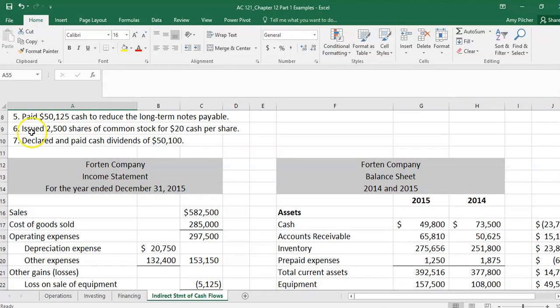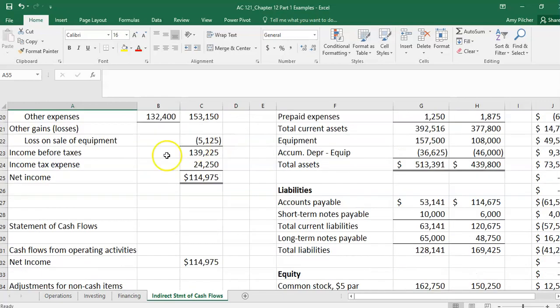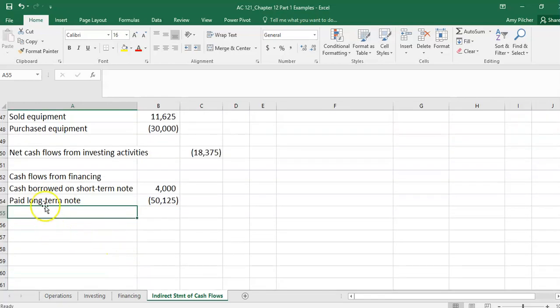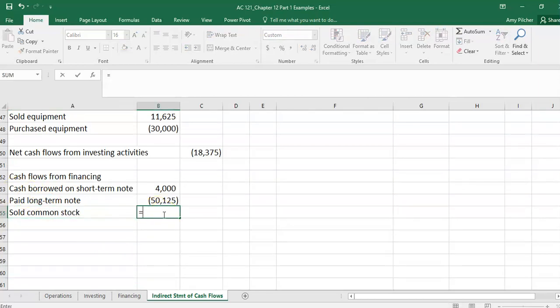Our next item is that we issued 2,500 shares of common stock for $20 cash per share. So we sold common stock, and that was 2,500 shares times $20 per share.